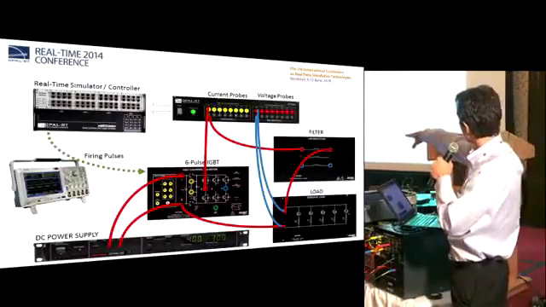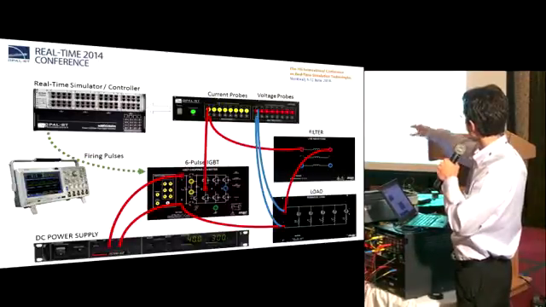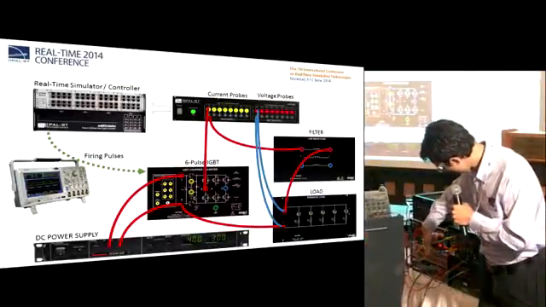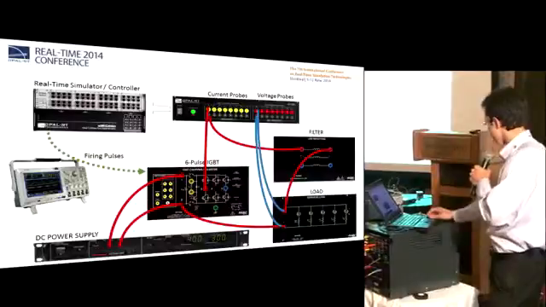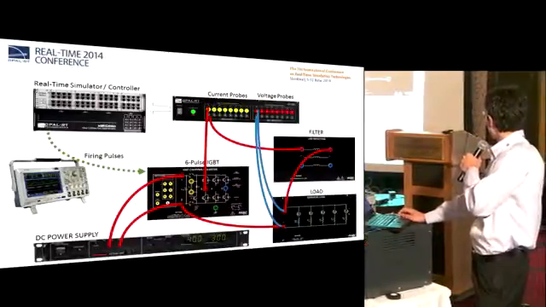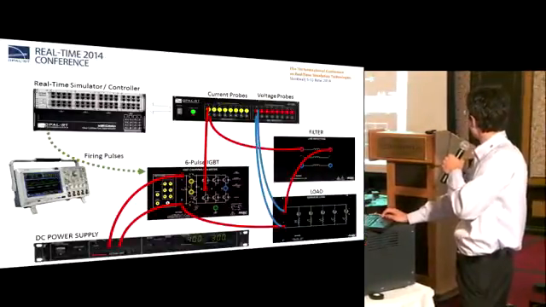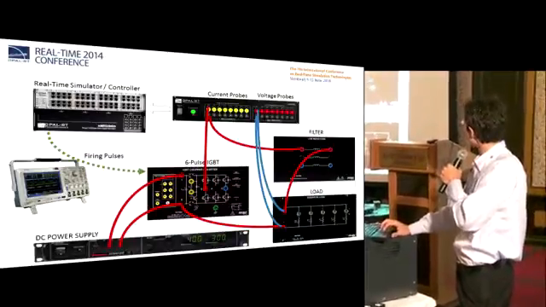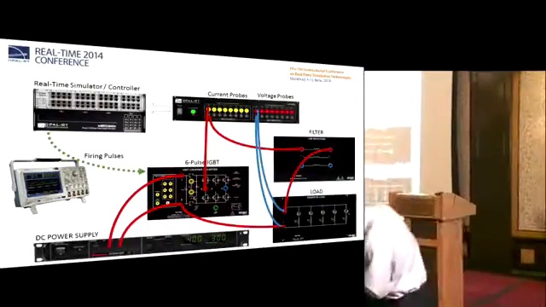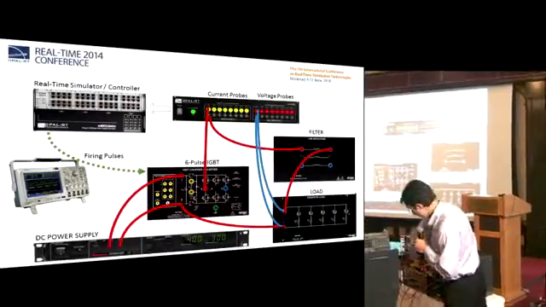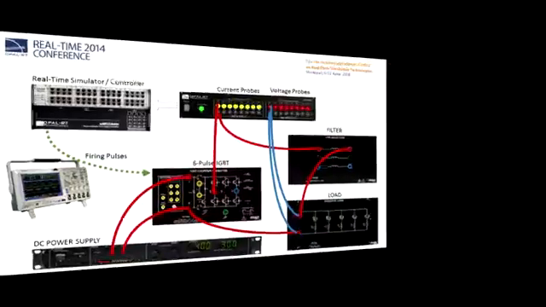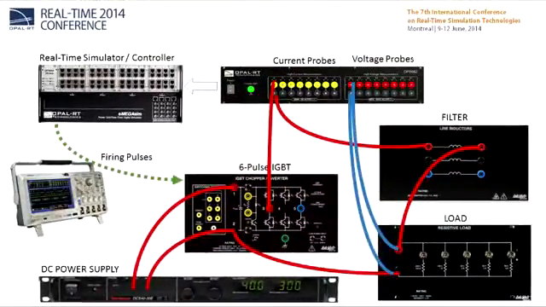Taking the DC power supply, so I'm taking the plus and minus from the power supply, and I'm powering the DC bus of the IGBT, so this is a 6-pulse IGBT. And then we have a filter, we have a load, and then we have current probes. So the current probes and voltage probes, this is this interface here that allows me to measure something, high voltage or high current that is currently flowing into the IGBT. So this one is used to take the measurements.